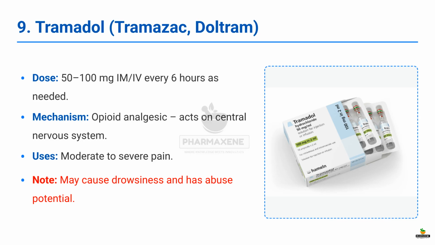Tramadol, also known as Tramazac or Doltram, is dosed at 50 to 100 mg IM/IV every 6 hours as needed. This opioid analgesic acts on the central nervous system to treat moderate to severe pain. It may cause drowsiness and has abuse potential.